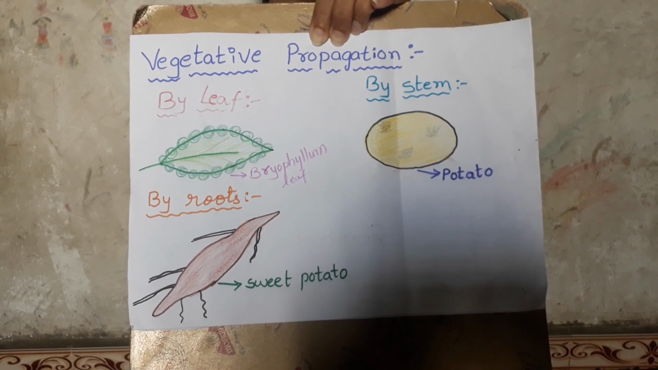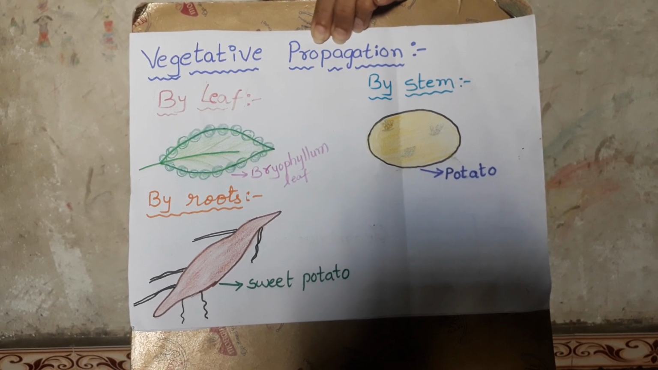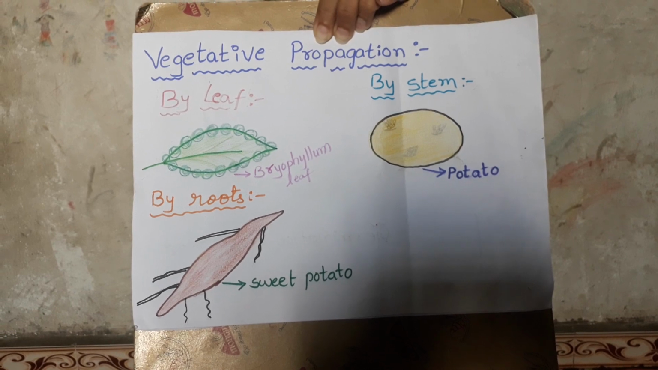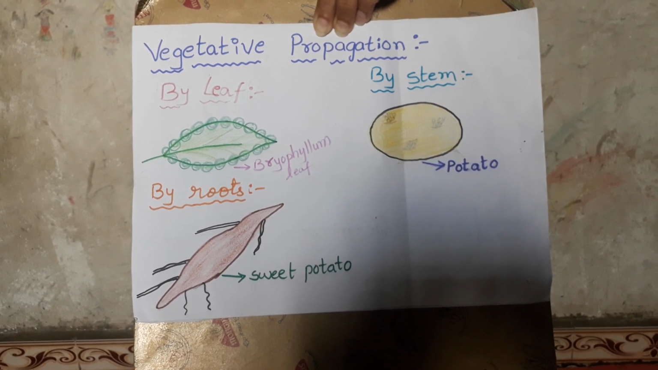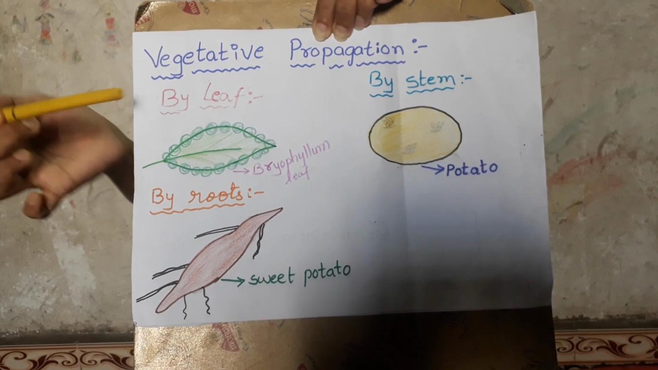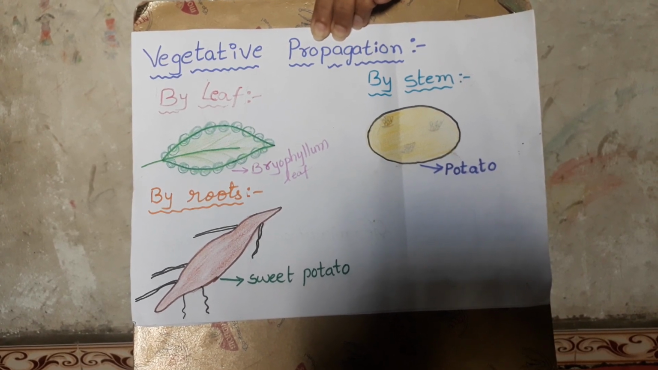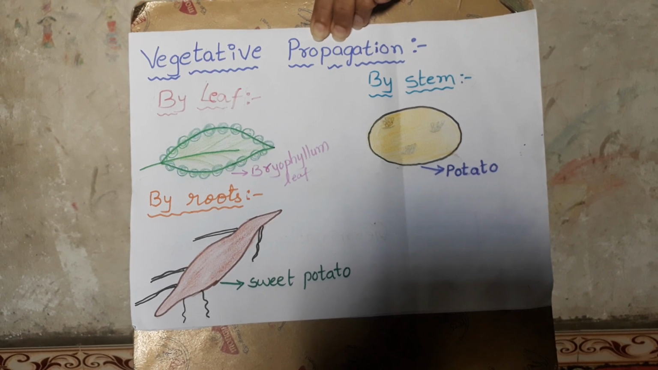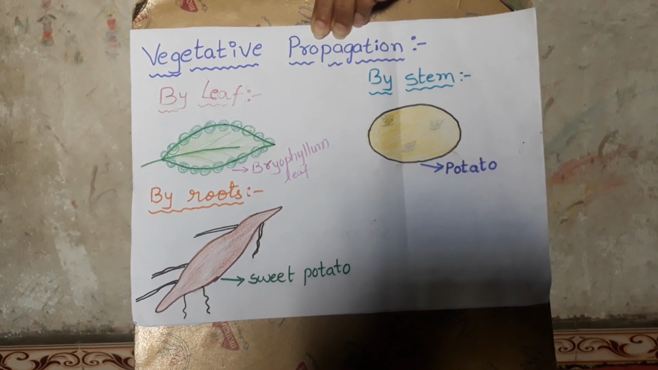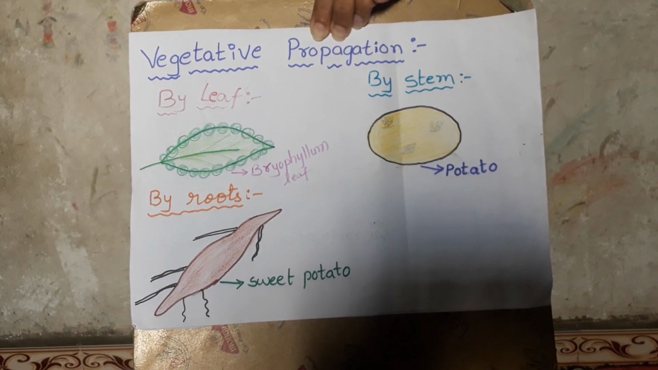So these are the vegetative propagation by leaf, by stem and by root. Understood, children? For leaf we have taken the example of bryophyllum leaf, for stem we have taken the example of potato, and for root we have taken the example of sweet potato.